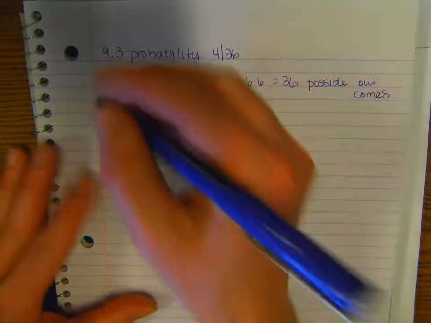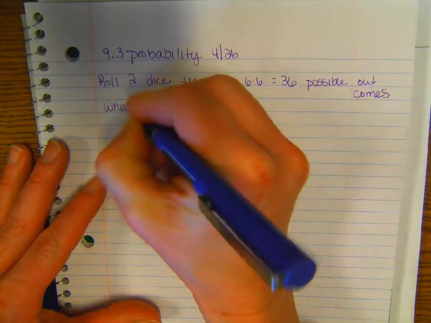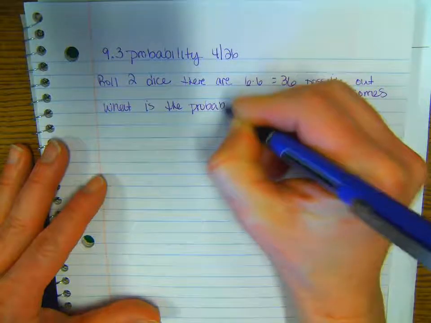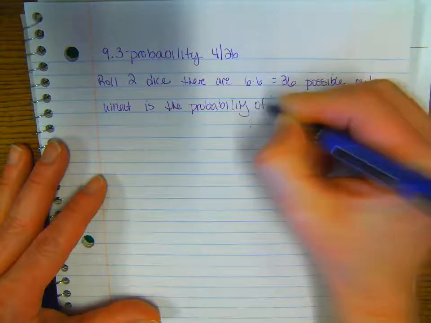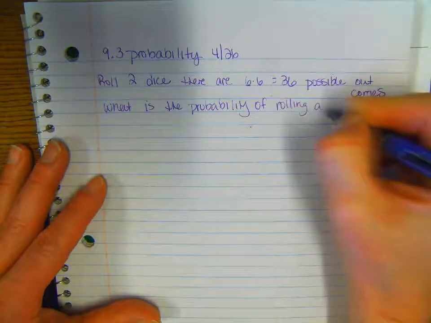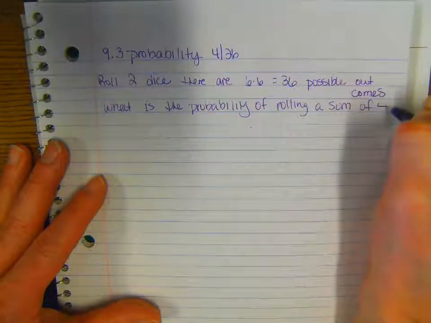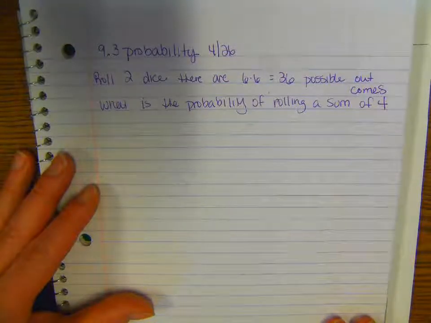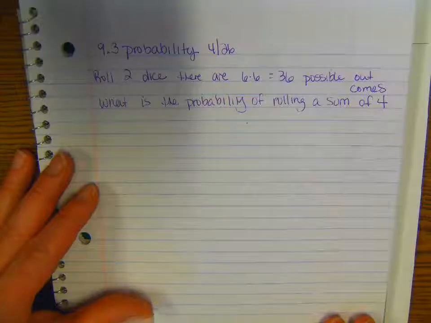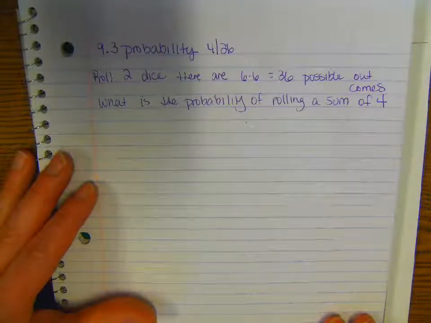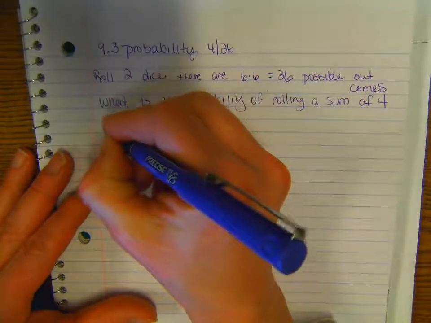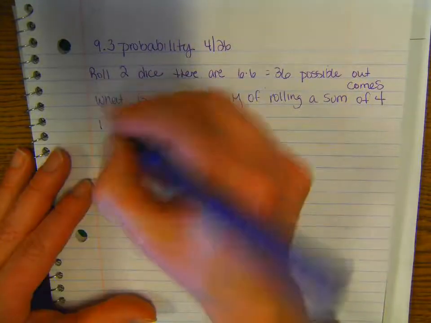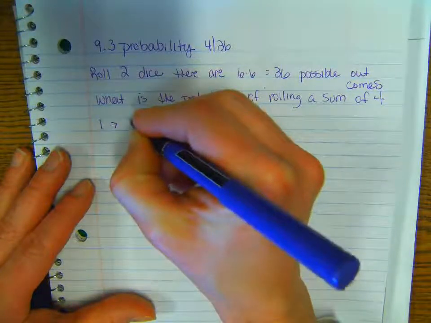So what if I asked you to find a probability of rolling a sum of 4? Okay, so let's list the ways, or think about the ways that that could happen. So the first one is orange, right? What if I rolled a 1 on the orange? What would I be able to get a sum of 4? Yes, if I rolled a 3, okay.